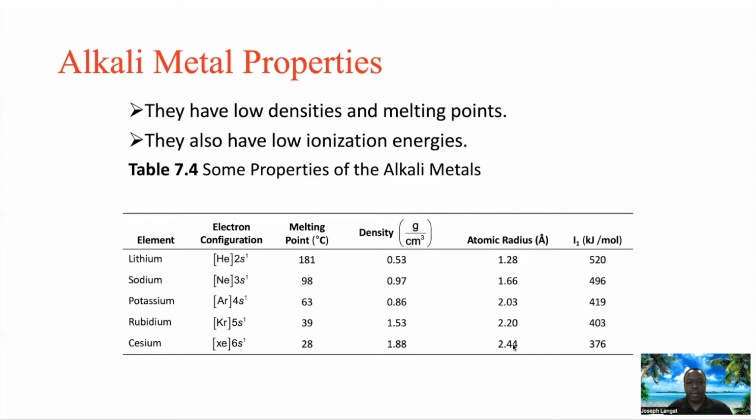Atomic radius increases, which makes sense. First ionization energy decreases because as the atom gets larger, it becomes very easy to remove the electron. Therefore, first ionization energy decreases as the atomic radius increases. So here, you should be in a position to explain why they have low ionization energy. I've used the atomic radius.